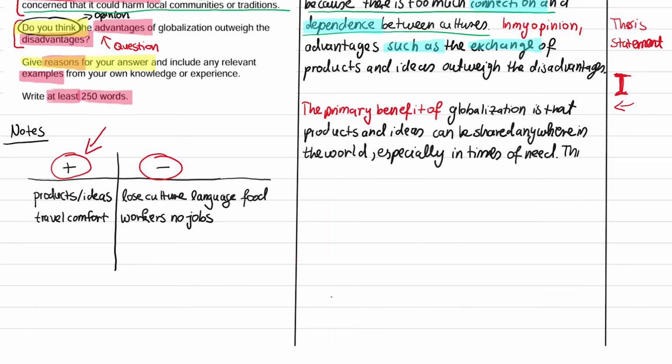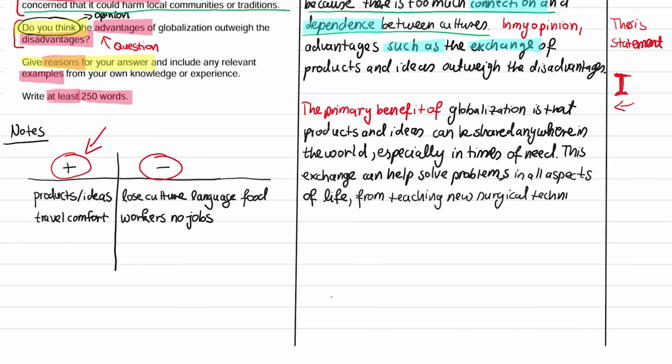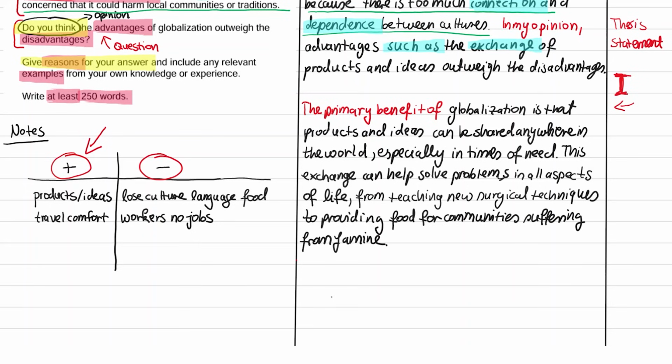This exchange can help solve problems in all aspects of life, from teaching new surgical techniques to providing food for communities suffering from famine. I structure this in a classic essay format, starting with a very general statement. Products and ideas can be shared anywhere in the world, especially in times of need. The next sentence also starts really general. This exchange can help solve problems in all aspects of life. I use awesome vocabulary and grammar here.